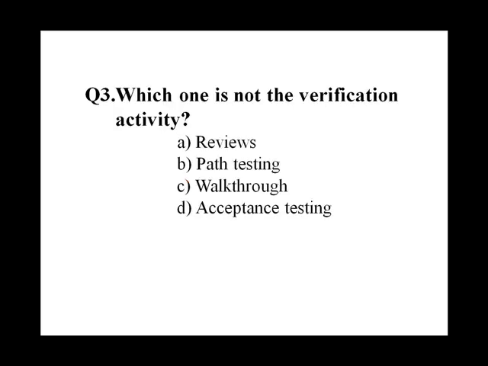Next question. Which one is not the verification activity? In software engineering testing concept, there are two functionalities, verification and validation. Let us see the options: reviews, path testing, walkthrough, acceptance testing. Here, which one is not the verification activity? Acceptance testing is not the verification activity. So the correct option is D.